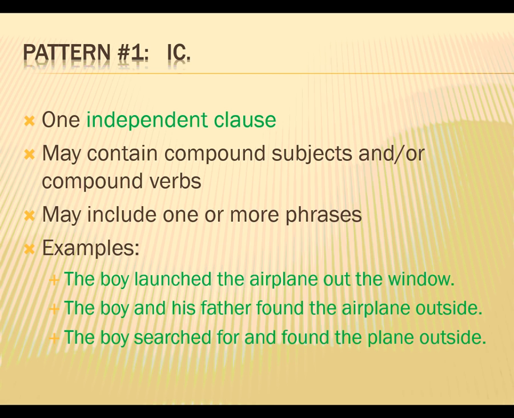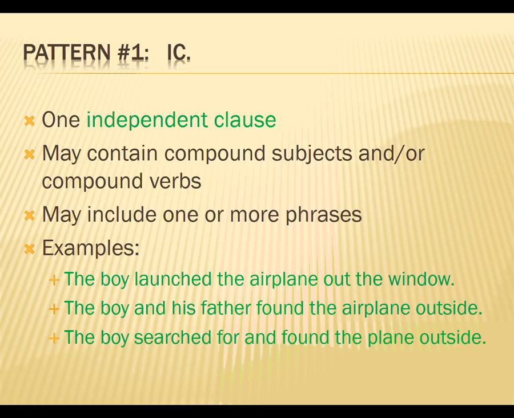Now let's discuss the different types of sentences and sentence patterns. The first type of sentence we will review is a simple sentence. A simple sentence is one independent clause. We will abbreviate a simple sentence as I see. However, a simple sentence may have a compound subject or verb. A compound subject or verb means more than one. Also, simple sentences may also contain one or more phrases. Simple doesn't mean short. Simple means one independent clause.